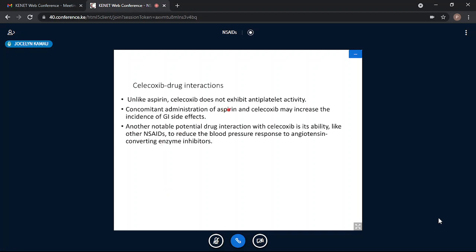Unlike aspirin, celecoxib does not exhibit antiplatelet activity. Can you tell me what you understand by antiplatelet activity quickly?